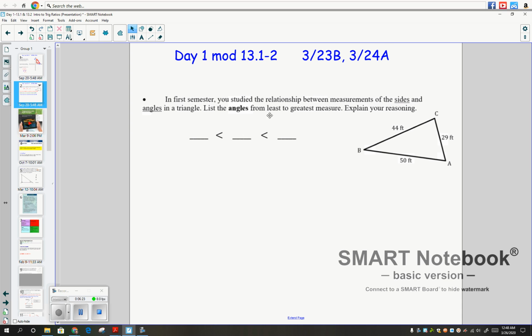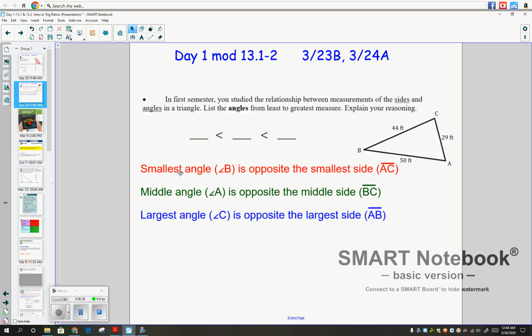So if I want to list the angles from least to greatest, the smallest angle is going to be angle B, because that is opposite of the smallest side, AC, which is 29 feet. Angle A is going to be the middle angle then, because it's opposite of the middle side, BC, which is 44. And AB being the longest side at 50 feet, angle C is opposite of that. Remember, opposite means across from it. Here, you can see it as I move my mouse. Okay, so angle C is going to end up being the biggest. So the smallest angle is angle B, then we've got angle A, and then angle C.